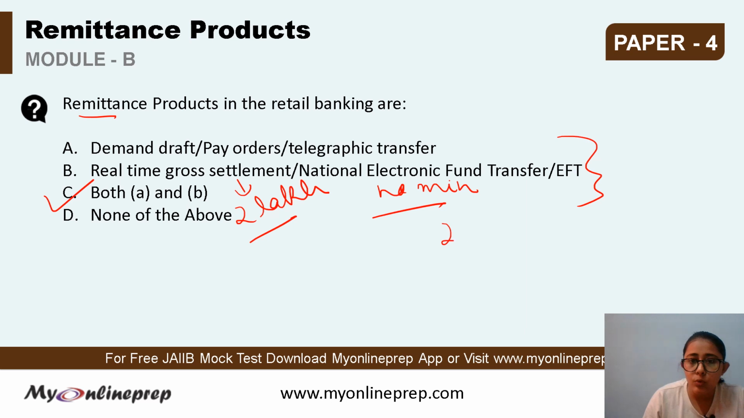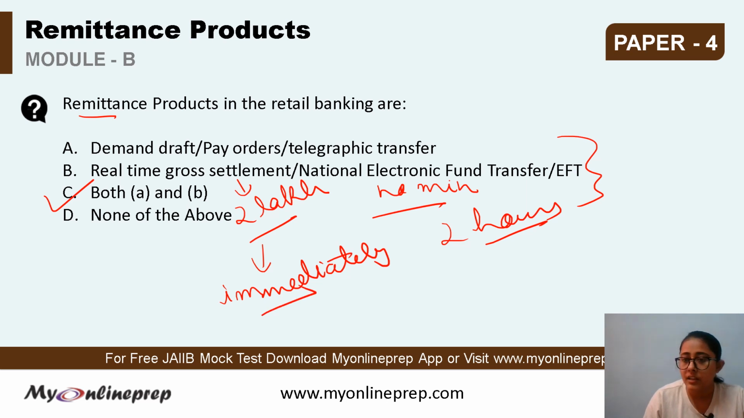Similarly, NEFT transactions take around 2 hours to be processed, whereas RTGS transactions are processed immediately. The fees and charges in RTGS are more. So these are the basic differences. And here the remittance products were the main question, so the correct option is option C. That is, all of these are the products offered in retail banking.